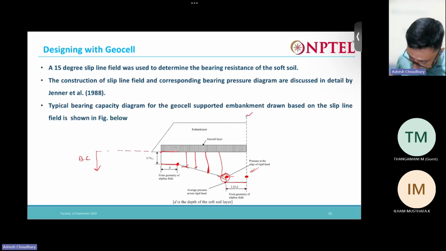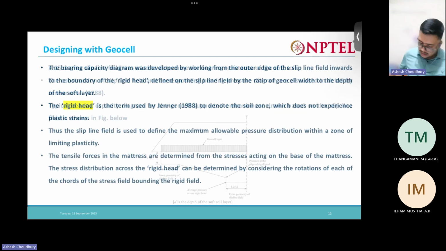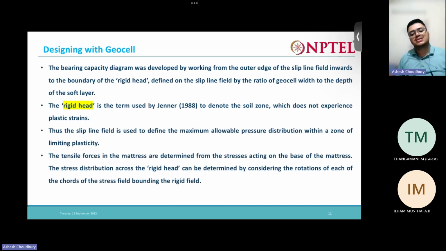So those tensile forces are determined by determining the pressure or the stress at the base of this geocell layer. Okay, at this level, at this place. That is what we need to determine using these pressure diagrams. The tensile forces in the mattress are determined from the stresses acting on the base of the mattress.